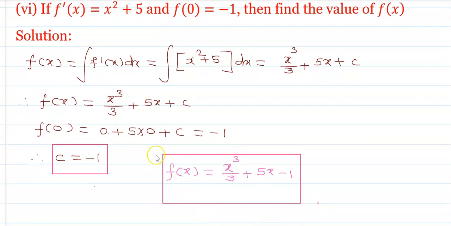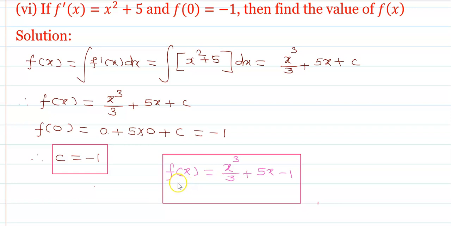What did we do for this? What is f dash of x? x square plus 5. f of 0 is minus 1. We want to find f of x, which means finding the integral of f dash of x. Find the integral of x square plus 5, which is x cube upon 3 plus 5x plus c. We know the value of f of 0, minus 1. Replace x by 0 and you will get c equal to minus 1. Substitute the value of c here and you get this function.